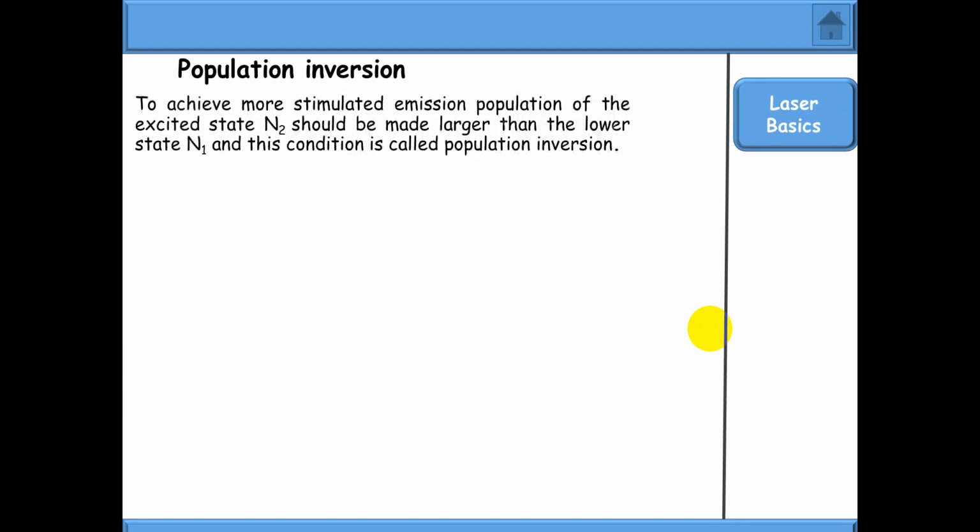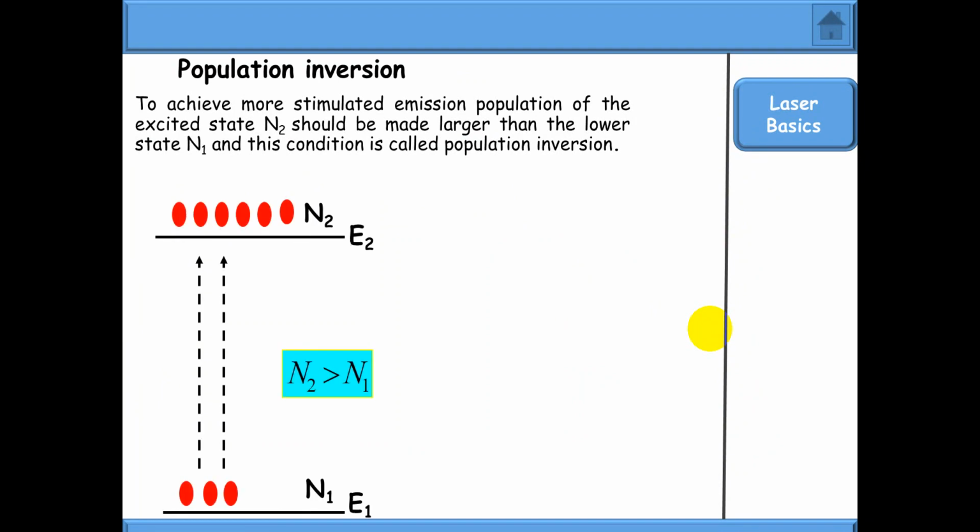Another important event which happens in a laser medium is population inversion. What is population inversion? When the population of excited state atoms in a medium is larger than the population in the ground state, we say population inversion has occurred.